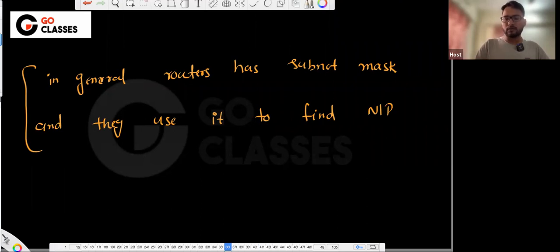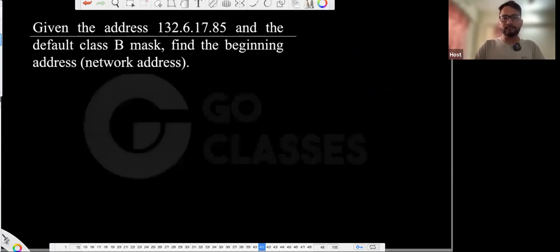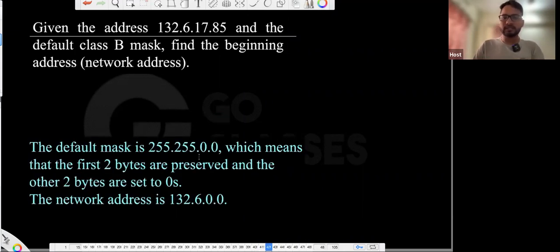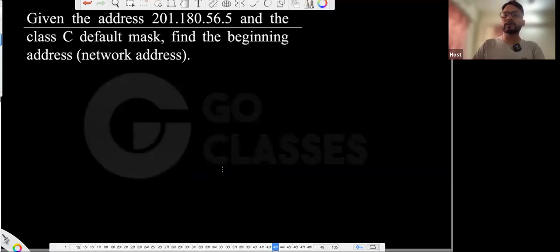Okay, now let's move to some other slides. Suppose this address is given, along with the default mask, and we need to find the beginning address, which means the network address. Can you tell me the beginning address for this particular IP address? It is from class B, so the initial 2 bytes are fixed. You can change any of the other bytes, but I'm interested in the first address, which is 0.0 for the last two bytes. This is the subnet mask, and finally I find the first address, also called the network ID.